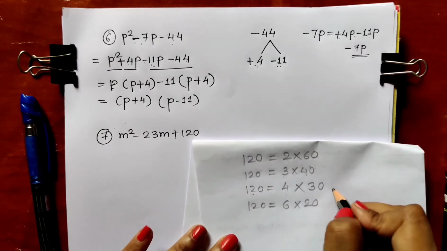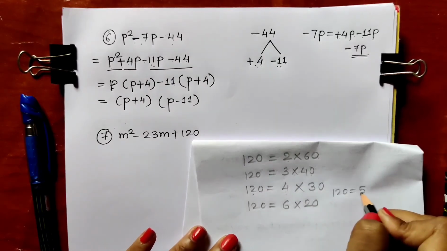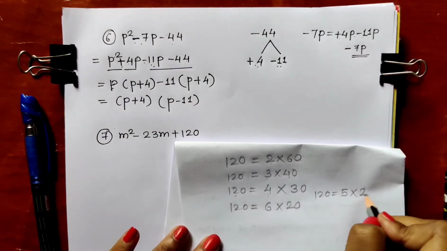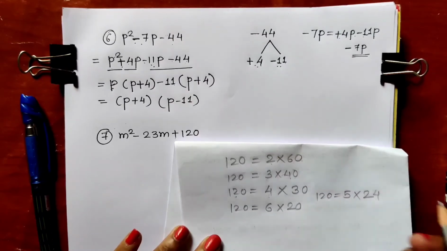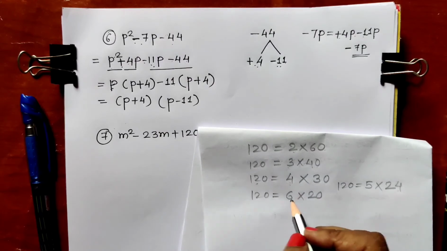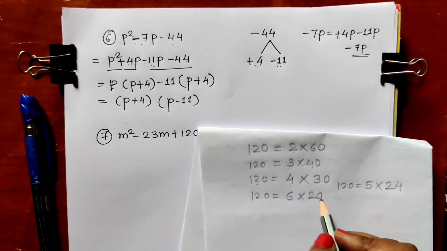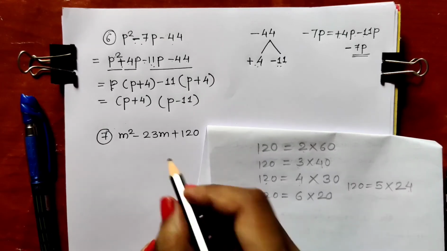You can divide by 5 also. 120 is equal to 5 into 24, but 24 plus 5 is not 23 again. If you divide by 6, you get two factors, 6 into 20. But 6 plus 20 is 26. We are not getting 23.